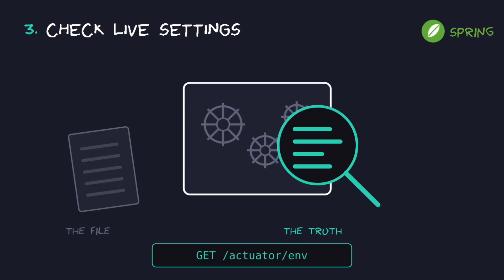3. Check what the software is actually using. Enable Spring's actuator env endpoint, and one call shows you every setting the live application holds, and which file it came from. The gap between what the file says and what the process believes, the gap that hid this bug for days, becomes visible in one request.